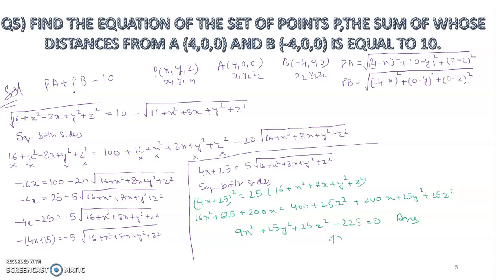So now see PA plus PB. This is the value of PA. How did I calculate PA? Same way: (x2 minus x1) whole square plus (y2 minus y1) whole square plus (z2 minus z1) whole square. Similarly PB. You will substitute the values and get the expressions for PA and PB. So PA plus PB is equal to 10. So I can write PA is equal to 10 minus PB. Remember this, so that it will be easy for calculation, students.